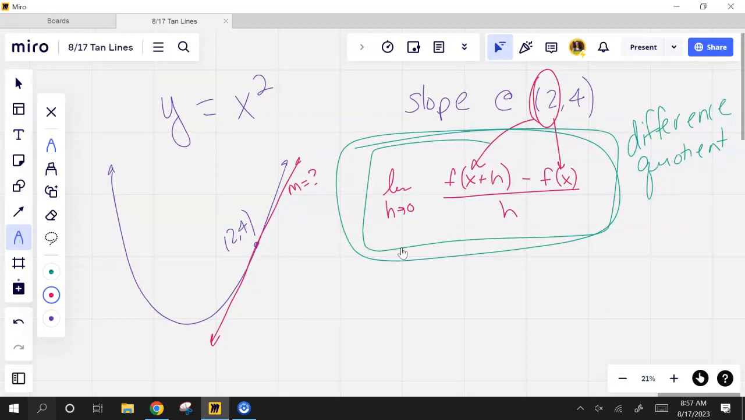If I'm at 2, right, because this is 2, 4, that means f of 2 is 4. Do you agree? f of x is x squared. What is f of x plus h? Y'all can do this. This, right? But if I asked you for f of 4 plus h, because if I wanted, not 4.